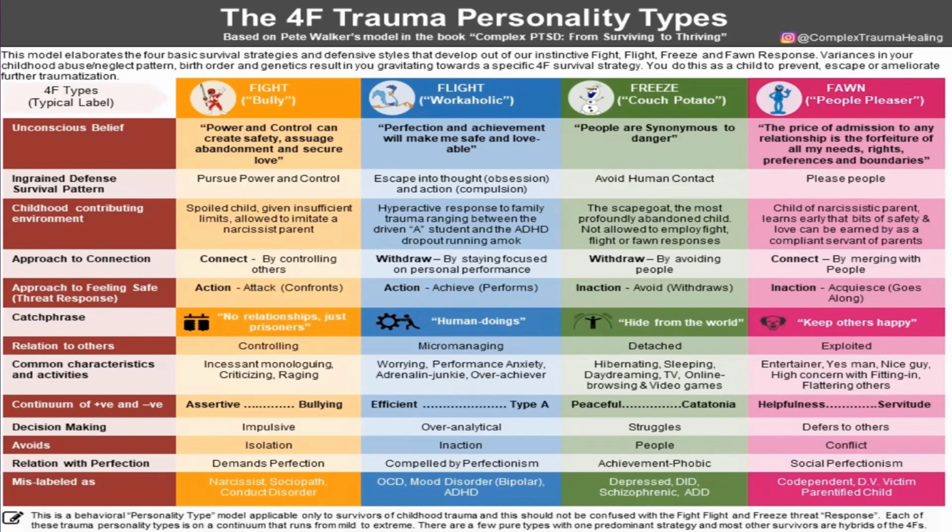People with significant fawning parts are often children of narcissistic parents. They learned that some safety and love can be earned by being a compliant servant of the parents. People with significant fawn parts can be entertainers, nice guys, yes men or women, overly concerned with flattering others and fitting in. They are often labeled as codependent or parentified children.